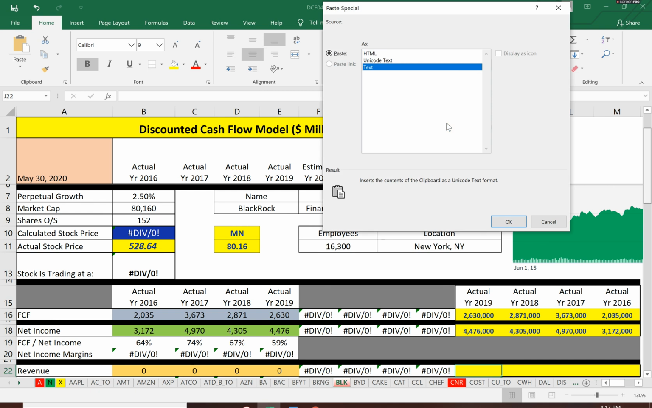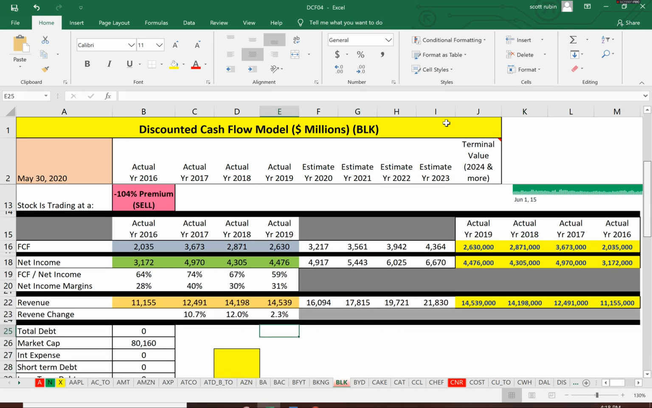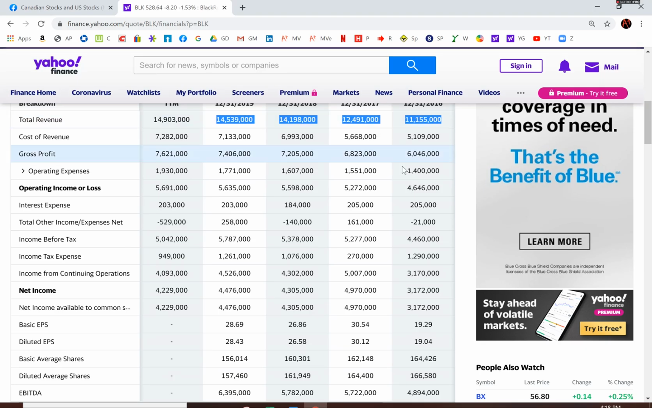So the numbers look pretty consistent. Revenue rising. So it looks pretty good so far. Next, we need to look at the capital structure of Blackrock and figure out the discount rate we need to apply to future cash flows.